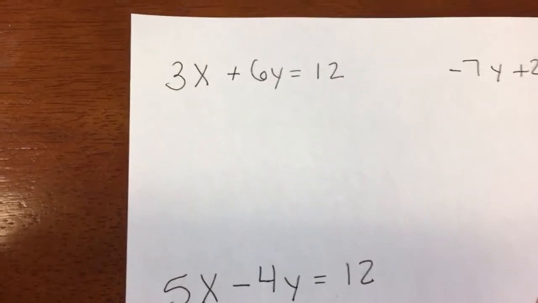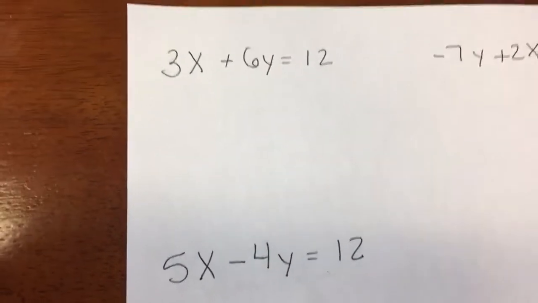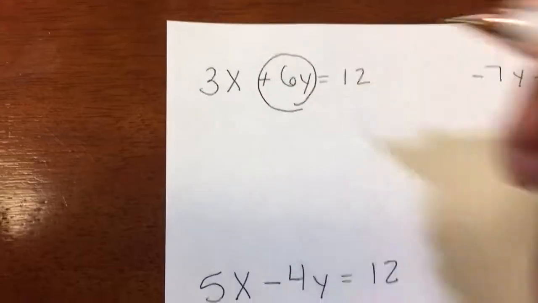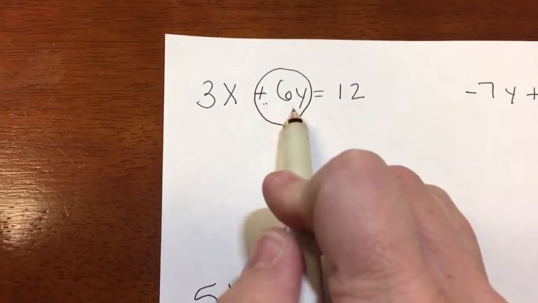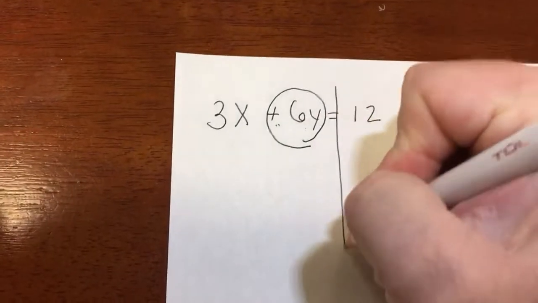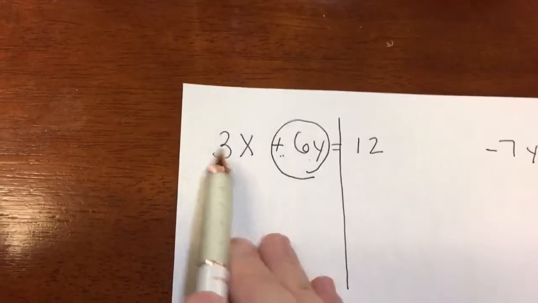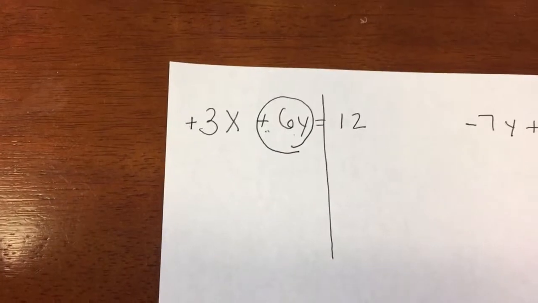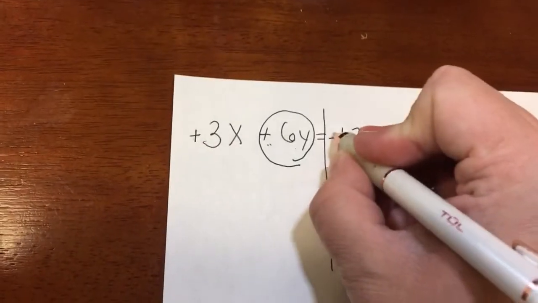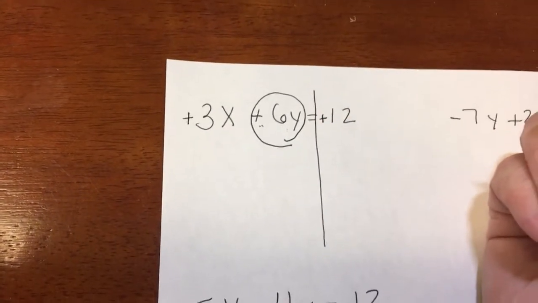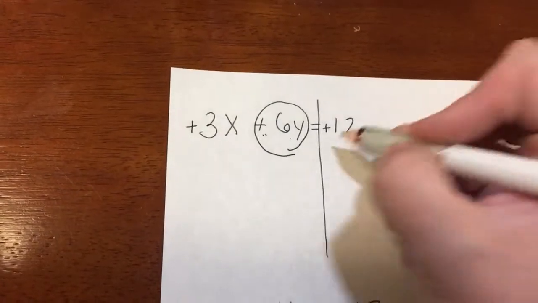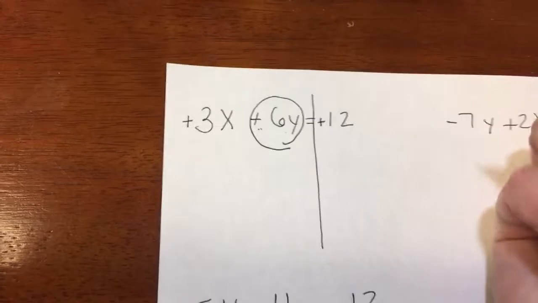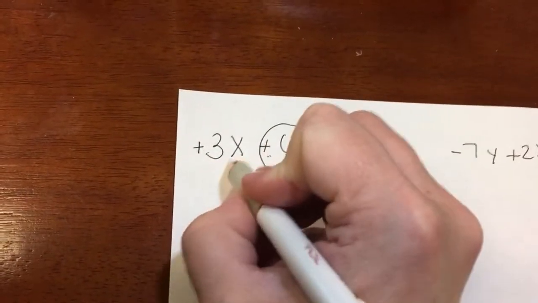All right, what we're doing is we're isolating the y, so we want the y by itself. So let's circle everything that goes with the y. That plus sign goes with the y. I'm going to divide my equation in half. All right, this is a positive 3x. We don't have to write the sign, but that's a positive 3x. This is a positive 12 because it is, and we don't have to write the sign, but we know that's a positive 12. So I need to get rid of the positive 3x.